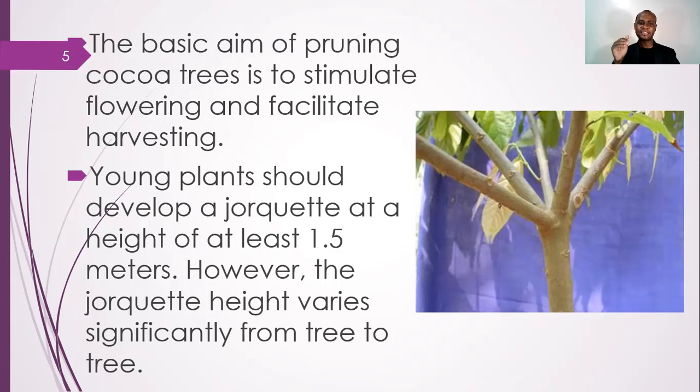However, the jockey height varies significantly from tree to tree. Some varieties form the jockey lower, while other varieties form it higher. However, with proper training, you can ensure that there is a good jockey formation. The most recommended height is 1.5 meters above ground level for proper training of the trees.